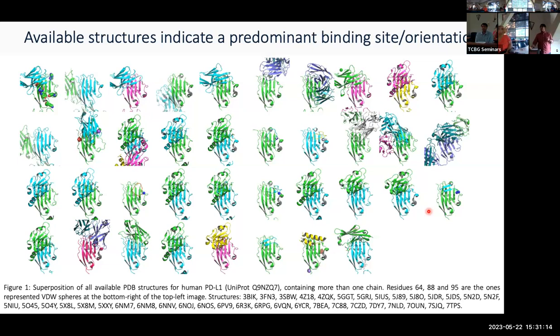Now, I don't know which one is PDL1. Oh yeah, the colors are different.